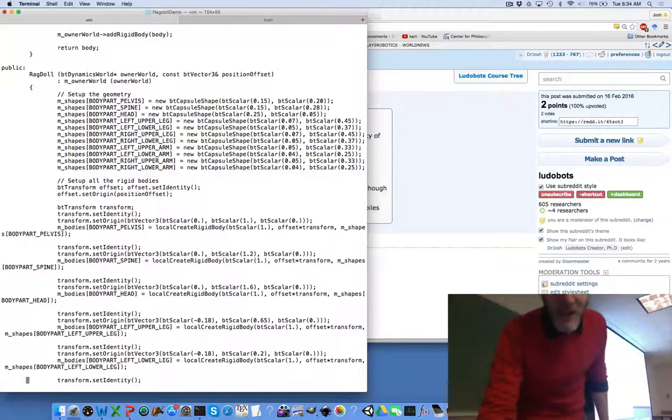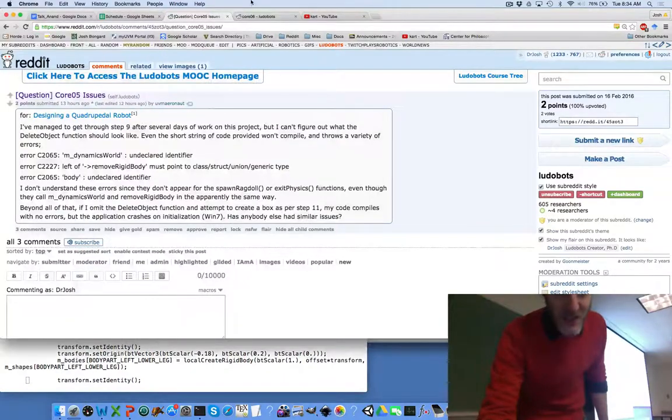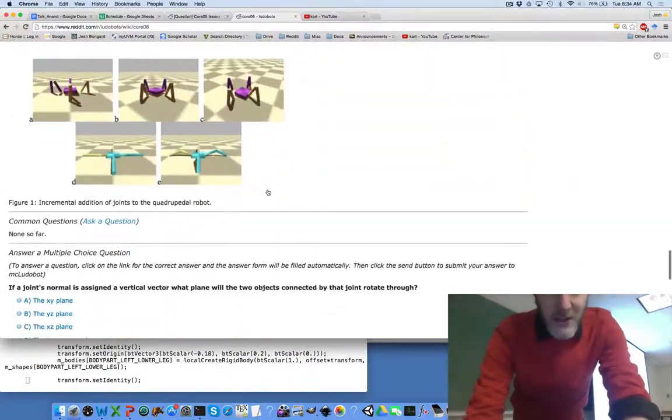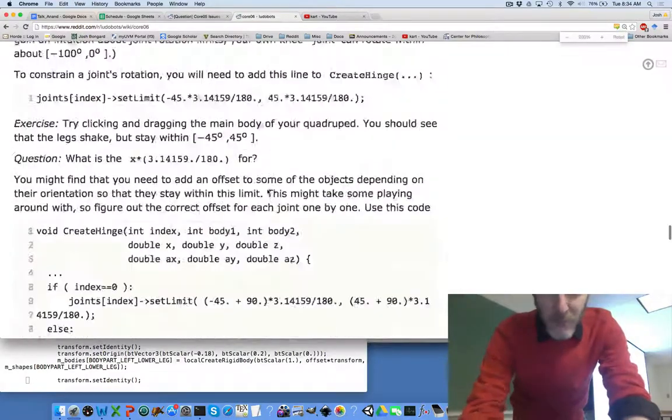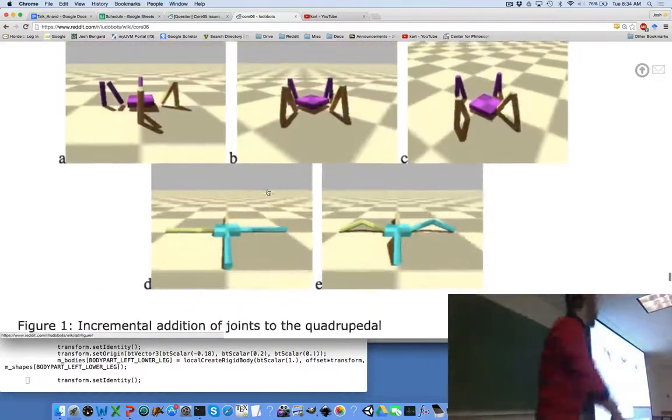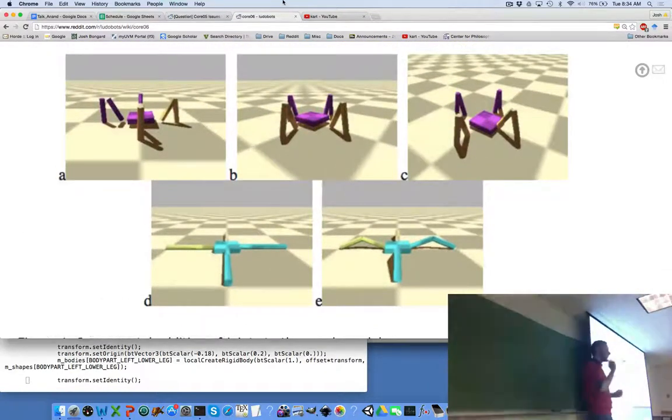Let's talk about assignment 6 now, which was assigned last night and will be due next Monday evening. So very much like in assignment 5, when you were adding one part of the robot to the simulation at a time, you added 9 body parts. Now you're going to be adding 8 joints that connect neighboring pairs of body parts together.